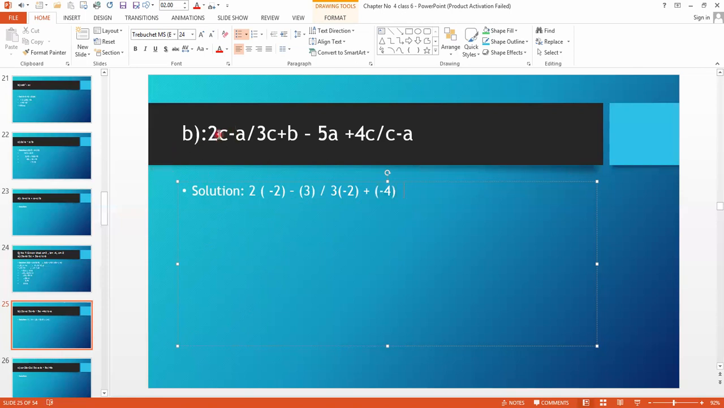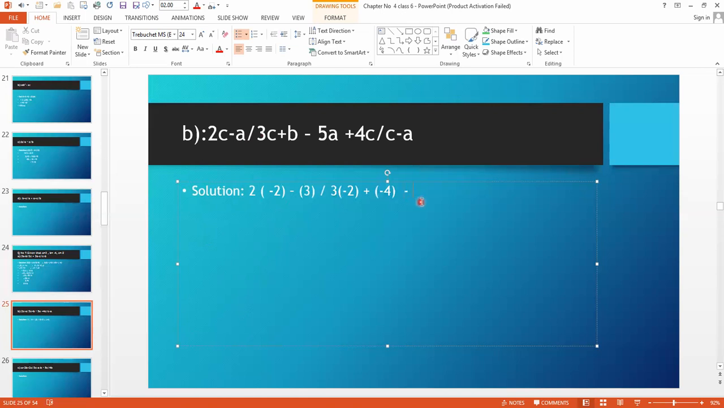Okay. This is the first part only. Look here, this one. 2C minus A. 2C, what is the value of C? Minus 2. 2C minus A, and what is the value of A? 3. Divided by 3C. 3 and the value of C is equal to, yes, minus 2. Plus is here in the question. And B, the value of B is equal to minus 4. This is only the first portion of this question. Now we move toward that portion. And this one has a negative sign. So I have to put this negative sign.